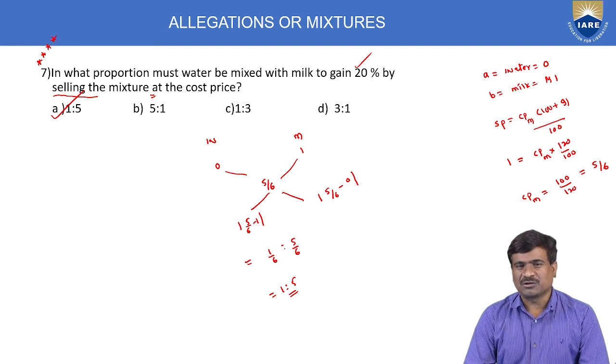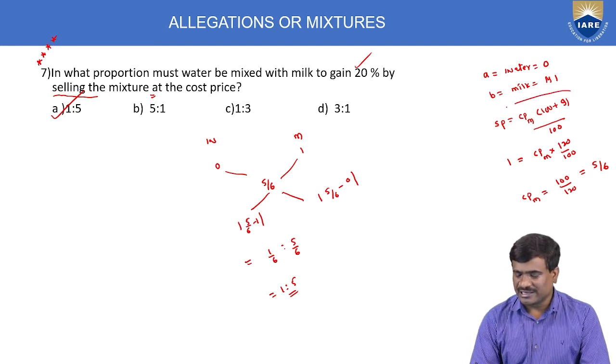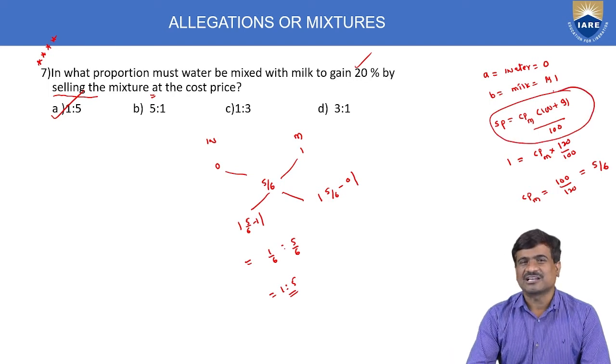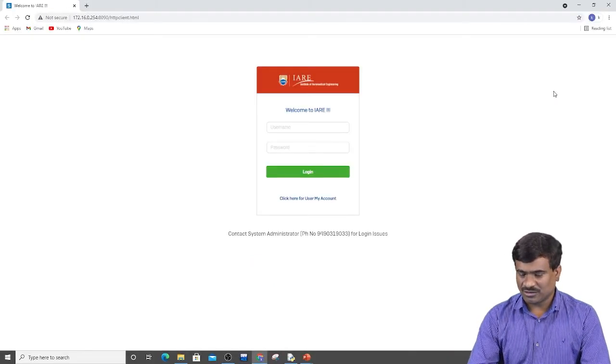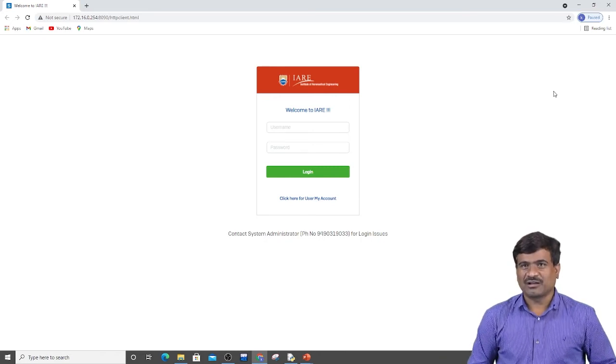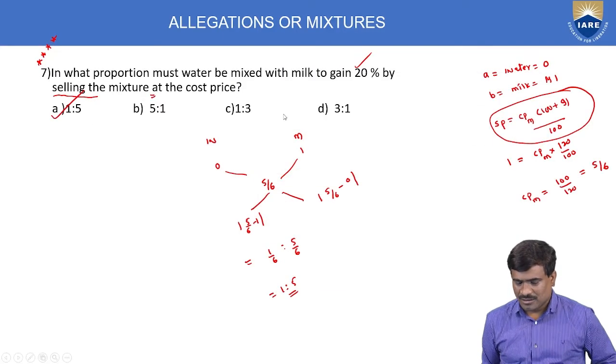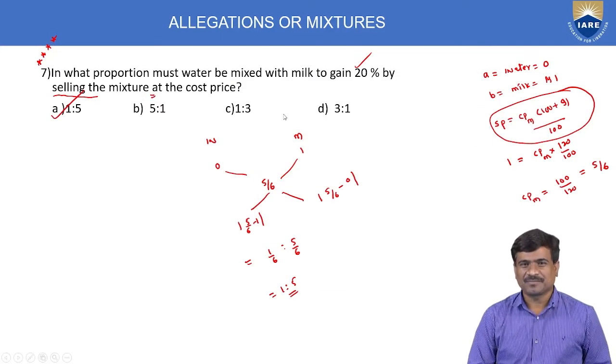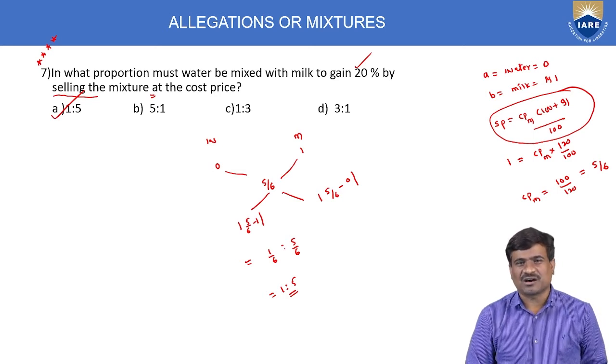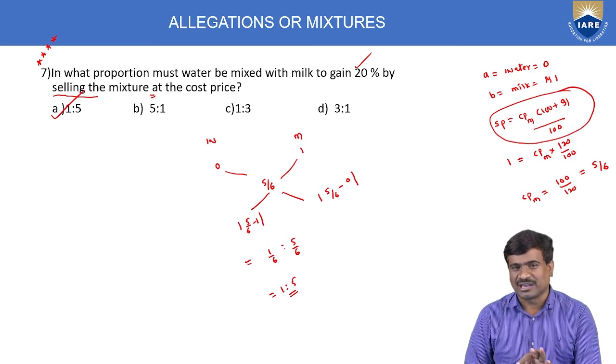Selling price is converted into cost price when gain is given. Selling price is equal to cost price into (100 plus G) by 100. Selling price of mixture is equal to cost price of water when no profit and no loss is given. Selling price of mixture is equal to cost price of milk when gain is given.